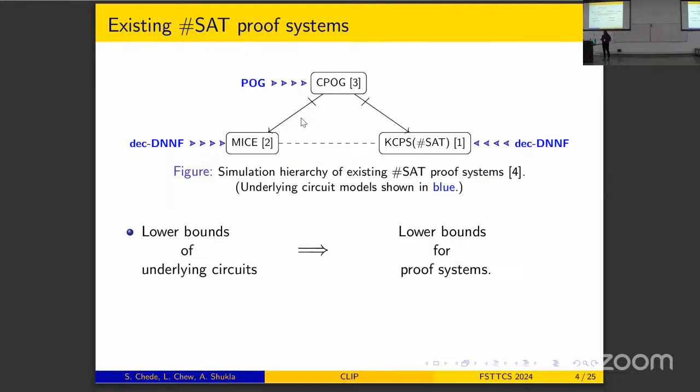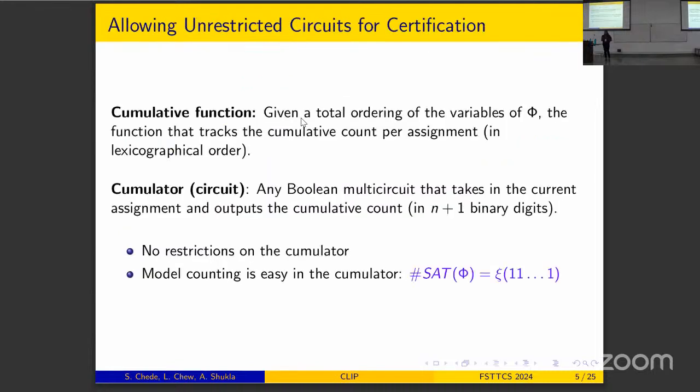Now, the basic point of the slide is that there is an underlying circuit in all of these systems. So we will not run that, right? Because definitely lower bounds of the circuit will lift to lower bounds of the system. Now we will give a system where there is no restriction on the circuit that you're using.